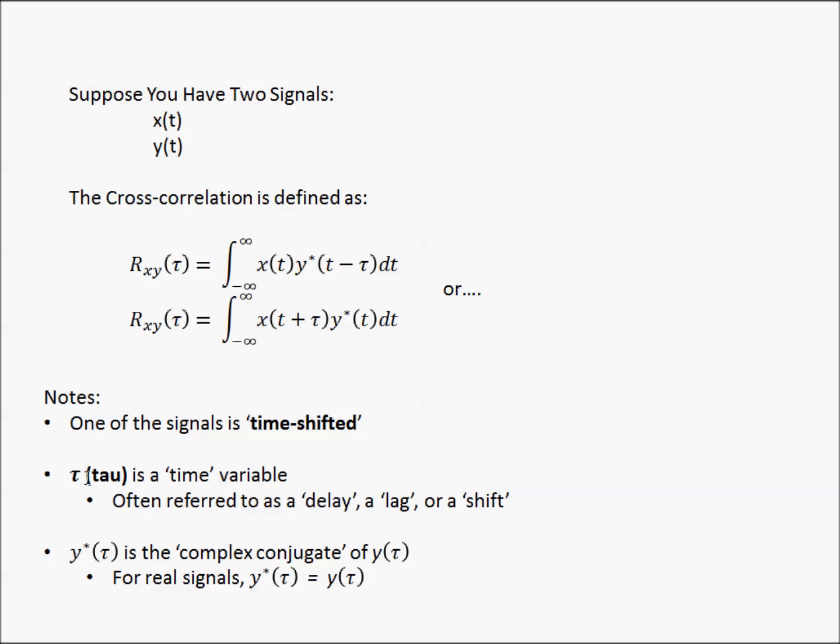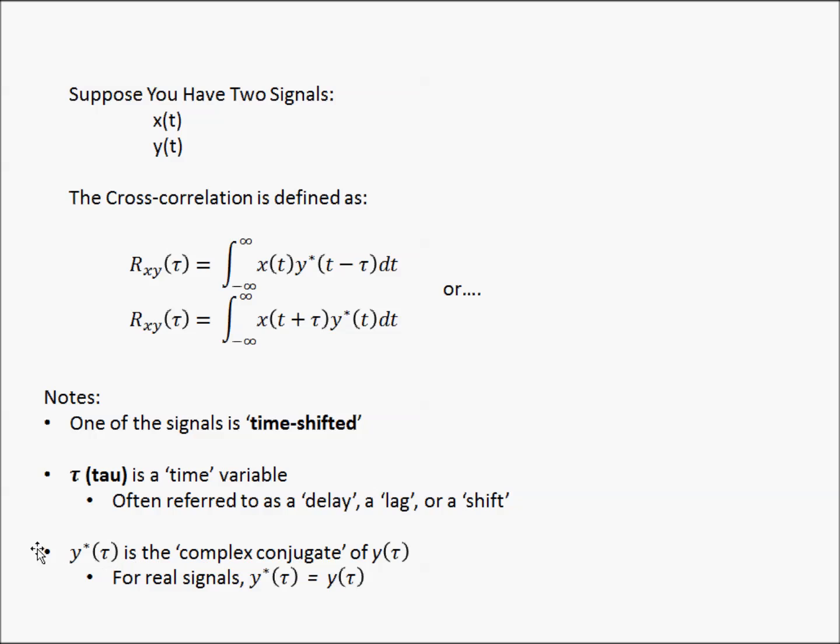Second is we have this tau variable. So tau is a time-like variable. It's often referred to as a delay or a lag or a shift. This is a little bit confusing to some people, and we'll wait until we get into some examples. And if you still have questions, maybe we can cover it in class. But tau is often referred to as a delay, a lag, or a shift.